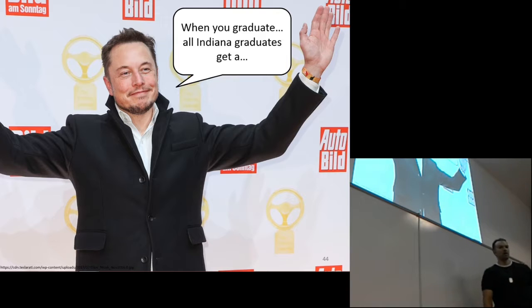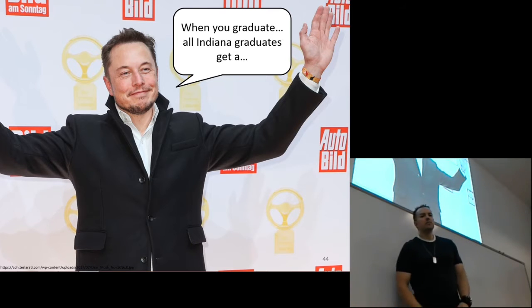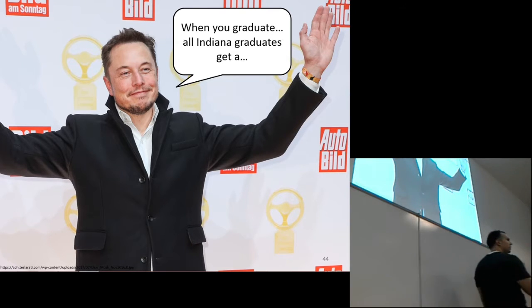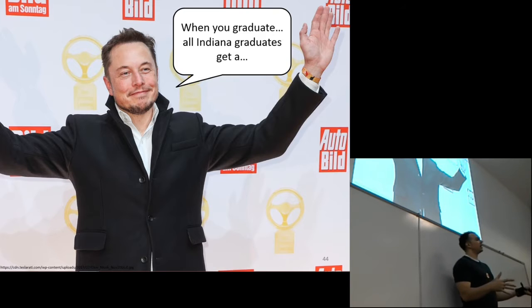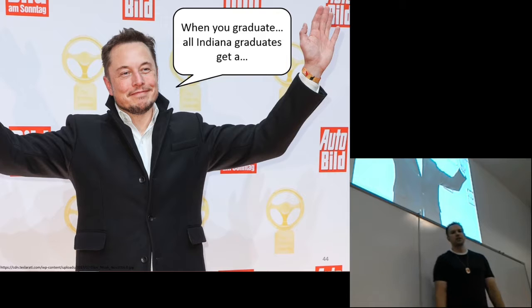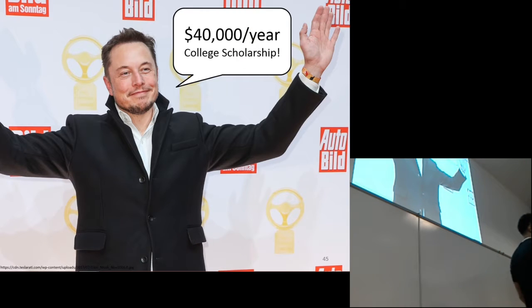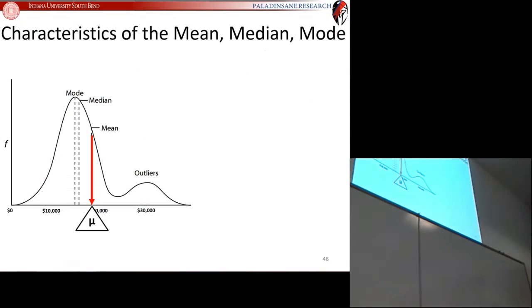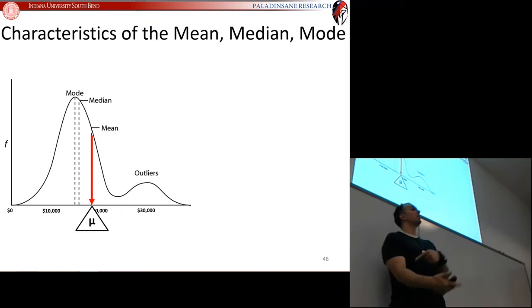lower amount. So let's say that he changes his plan and he says, you know what, when you graduate, instead of just St. Joseph County, now it's going to be all of Indiana. All Indiana graduates are going to get $40,000 a year college scholarship. So now you get $40,000 a year to go to college. What is that going to do to our frequency distribution this time?